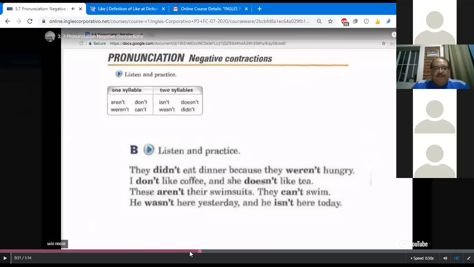Okay. Now, Esther, can you please read these eight words from here? Can you read this? Yes. One syllable. Aren't, weren't, don't, can't, isn't, doesn't, wasn't, and didn't.